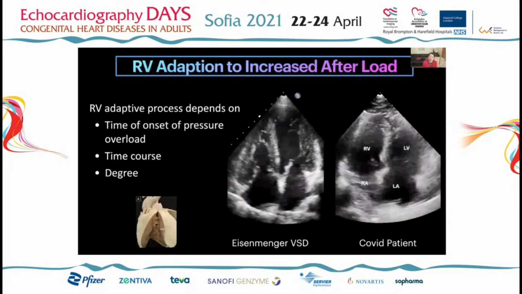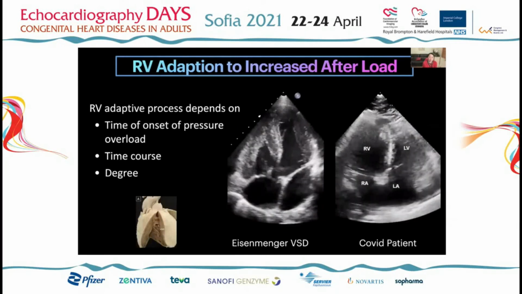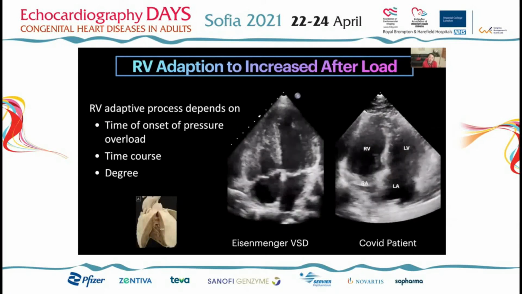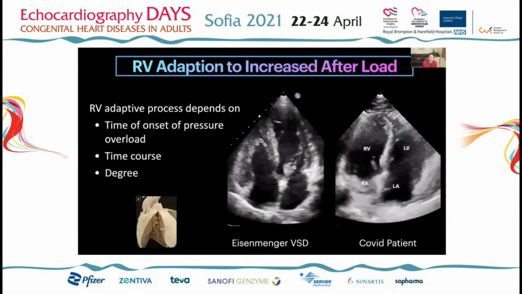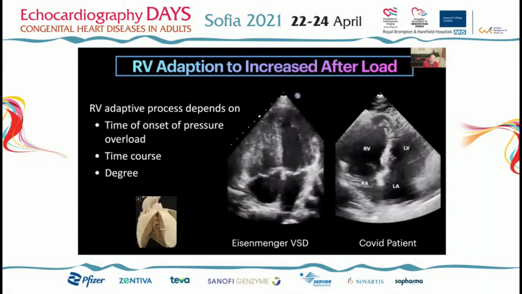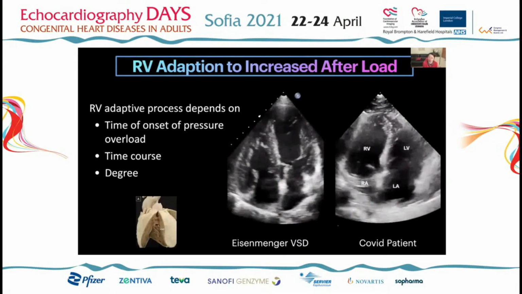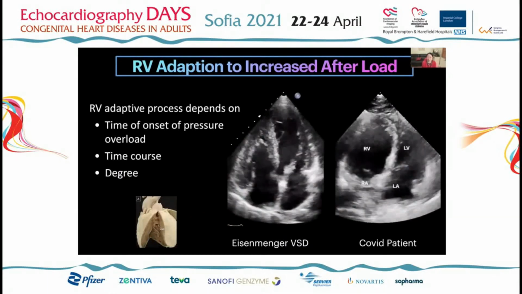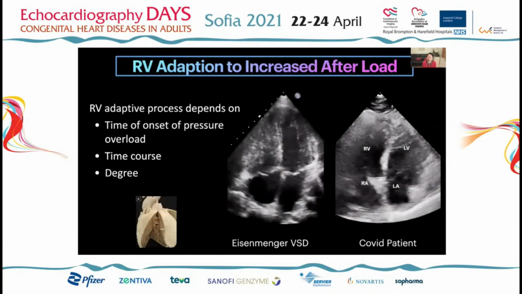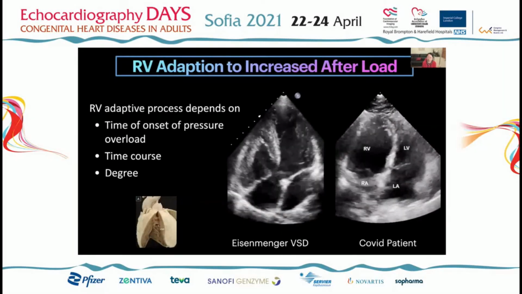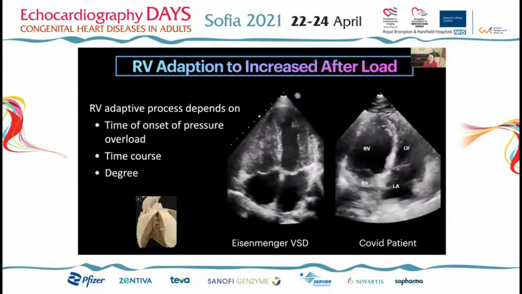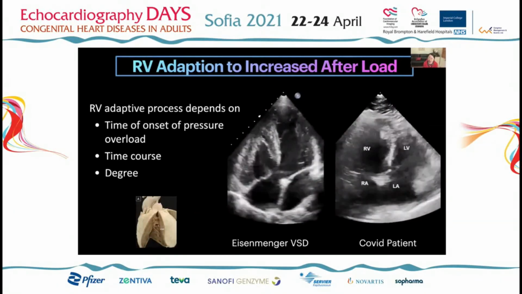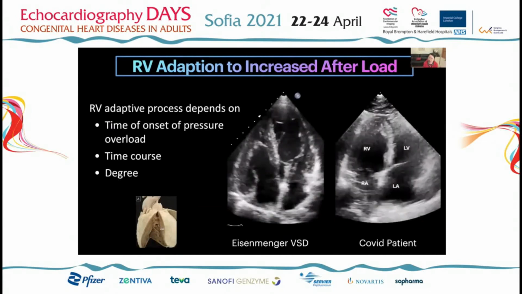So we see the RV adaptation process depends on the time of onset of pressure overload and the time course, of course, and the degree of severity of the pulmonary artery hypertension. One of the examples I want to show you is Eisenmenger VSD, who face the high pressure very early in their life, compared with the same patient with COVID.